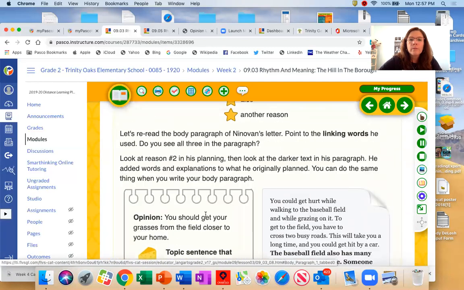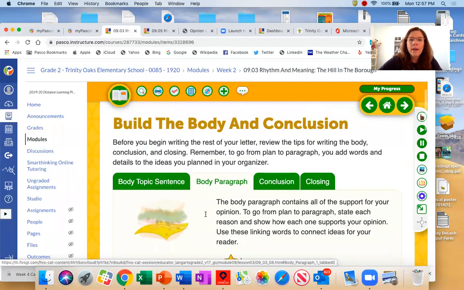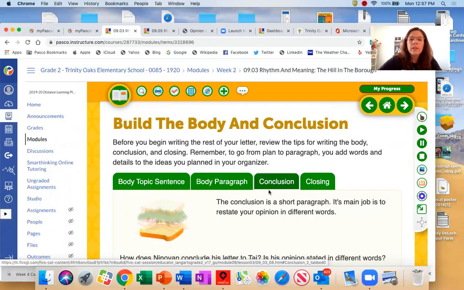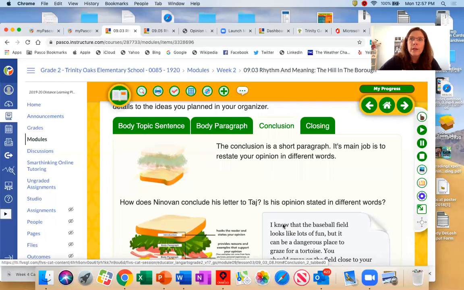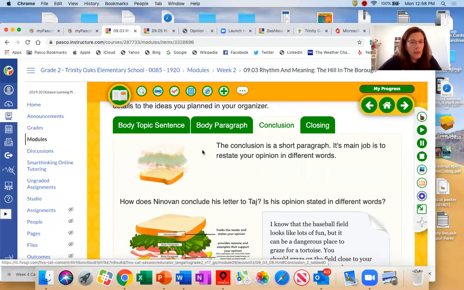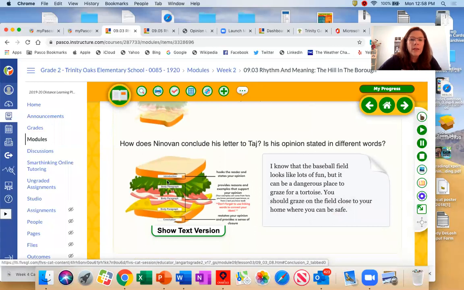Then go back up to the tab. Your conclusion. It's a short paragraph. It's mainly to restate your opinion in different words. Now, we've written conclusions. We've written these body paragraphs. We've done this in school. So this should not be your first time doing this. Now we look at, they show it kind of like looking like a sandwich.